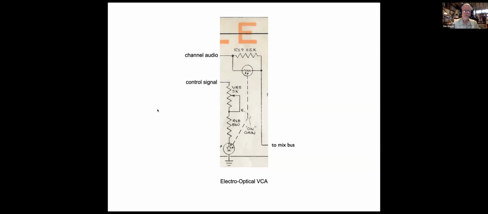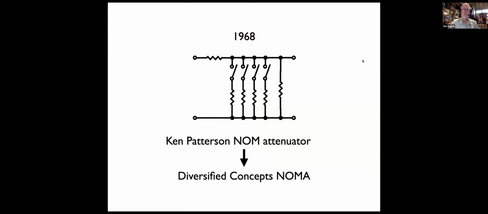I wasn't looking for this. It just sort of was the way it was, and it turned out it made something very interesting happen later on. So at the same time, in '68, '69, somebody named Ken Patterson made a number of open microphone attenuators simply by passive attenuation system. That was actually a company called Diversified Concepts. This was used in systems where seat swivel detectors cause the microphones to come off and on in a legislature or something like that. And that could be combined, of course, with an electro-optical system.